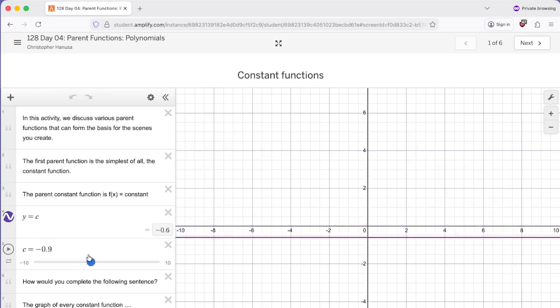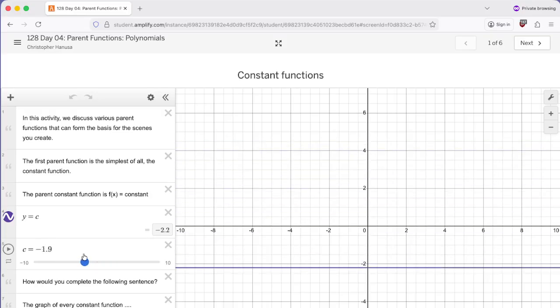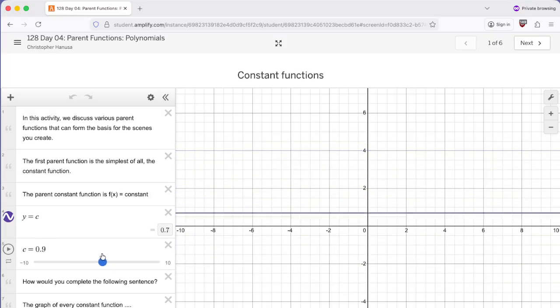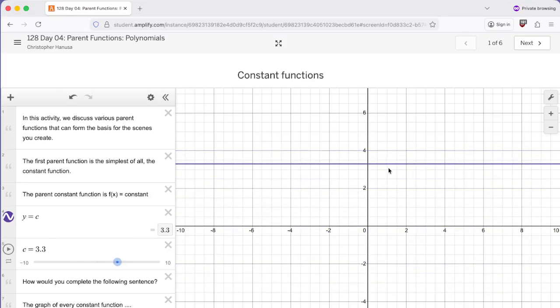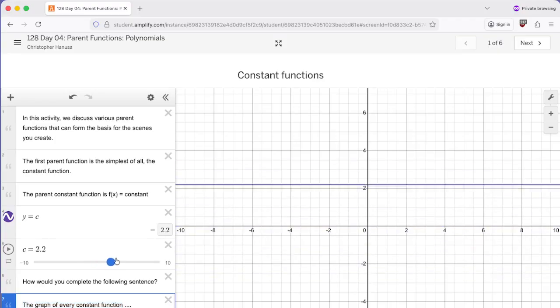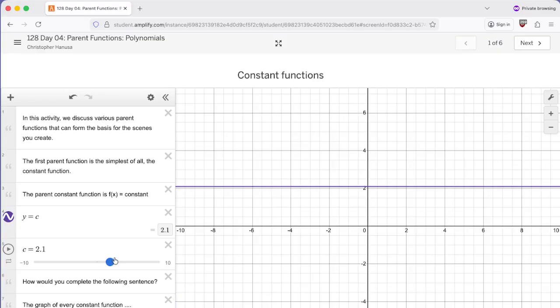It's the function f of x is equal to a constant. You can see that if you vary the constant, it moves this line up and down. So how might we complete the following sentence? The graph of every constant function is a horizontal line at different heights.